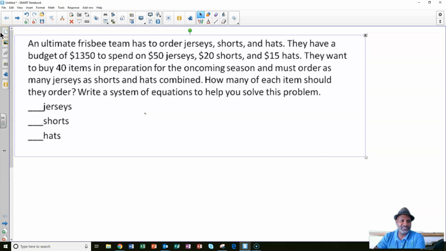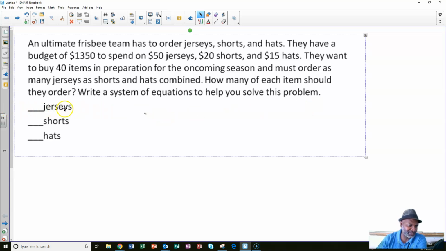An ultimate Frisbee team has to order jerseys, shorts, and hats. They have a budget of $1,350 to spend on $50 jerseys, $20 shorts, and $15 hats. They want to buy 40 items in preparation for the oncoming season and must order as many jerseys as shorts and hats combined, which makes sense. How many of each item should they order? Write a system of equations to help you solve this problem.